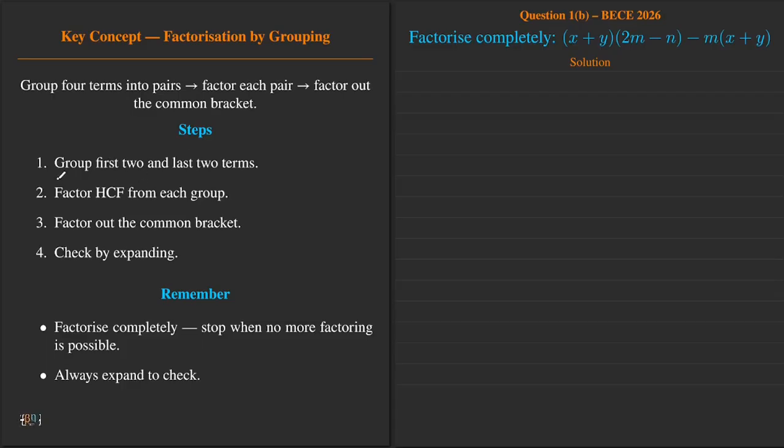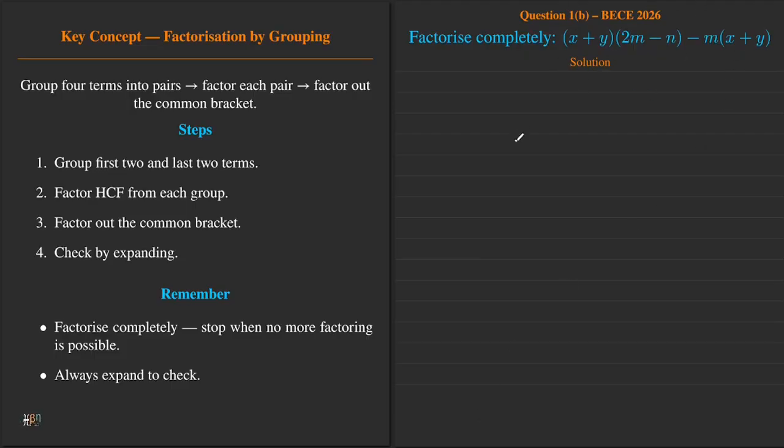In detail, you group the first two and then the last two elements. You factorize out the highest common factor of each group. And by so doing, you realize that what you have in the bracket becomes the same. After which you then factorize out whatever you have outside the bracket. And you can check your answer by expanding. Even after factorizing, if you still have elements to factorize in the bracket, you still do that. So with this in mind, let's go to the question and find its solution.